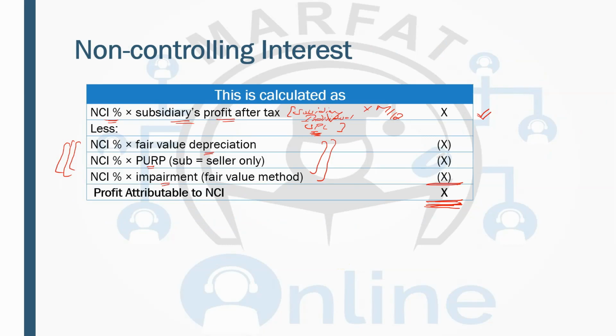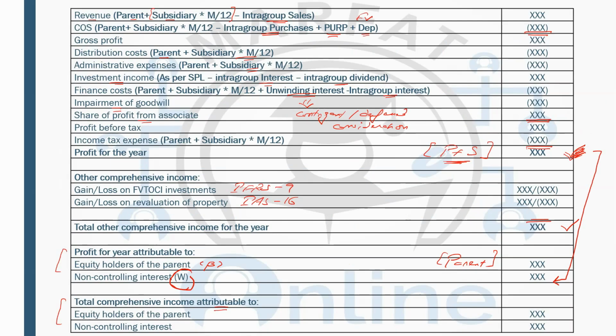All you need to remember is the distribution of the profit between the NCI and the parent, and then removal of intragroup sales, removal of intragroup purchases, removal of unrealized profit, allocation of fair value depreciation, removal of intragroup interest and finance cost, removal of intragroup dividends, unwinding of interest should be allocated to the finance cost, impairment of goodwill should be charged, and share of profit from associate should be recorded. These are the main things that you should remember, and the rest will be relevant to the question.